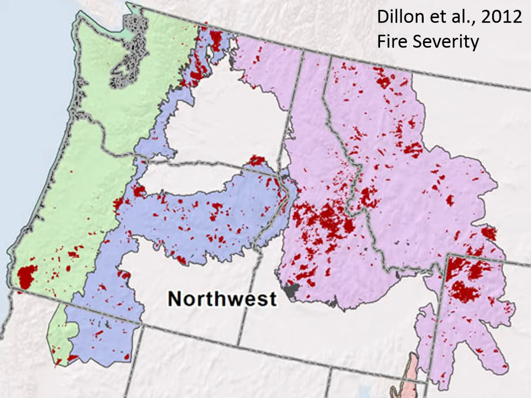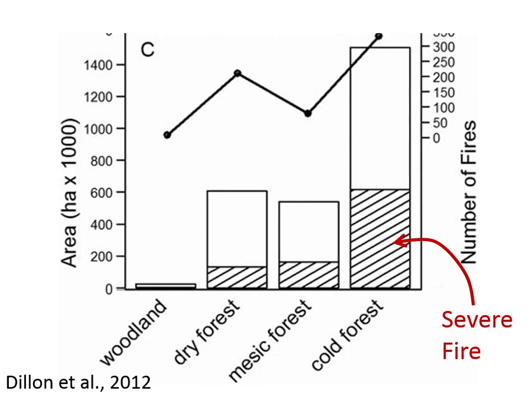2012. They did a paper on fire severity. They looked across the whole West, but here's from the Pacific Northwest. And if we look across the West, really, the Rocky Mountain region, the one in pink there, is the big dog in terms of the amount of fire. And when we look at that, we see that the fires that happen in that region, and especially the severe fires, are fires in the cold forest.